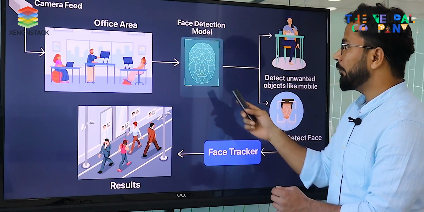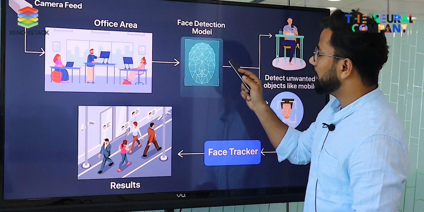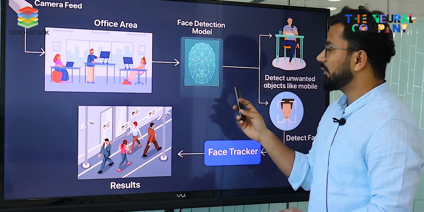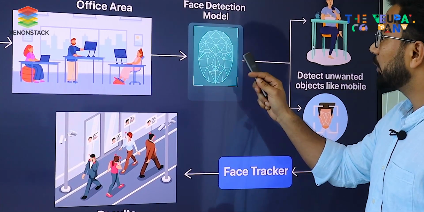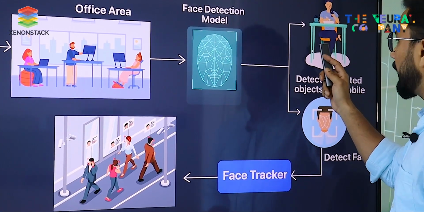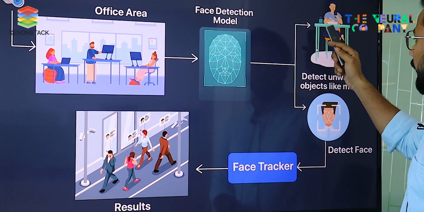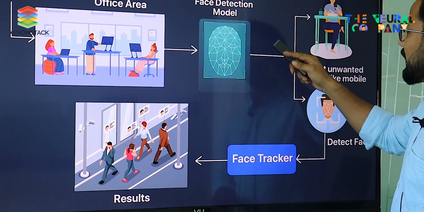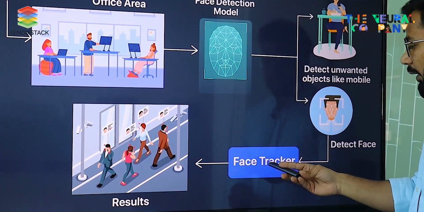In it we have implemented two different models, a face detection model and an object detection model. The face detection model detects the faces of persons, and the object detection model detects objects, for example mobiles, and unauthorized objects like a knife, cigarette, or lighter. All this information then goes to the face tracker. Here we can see we have implemented the face tracker.